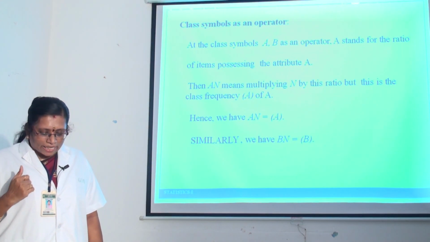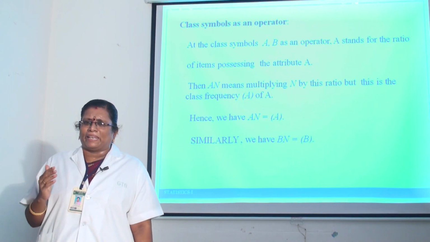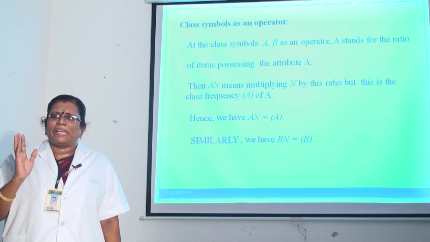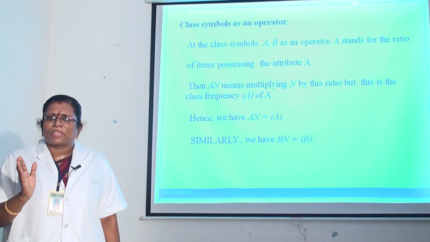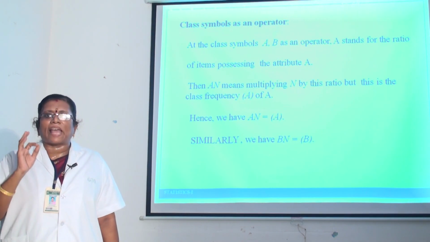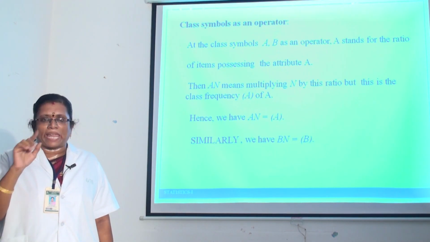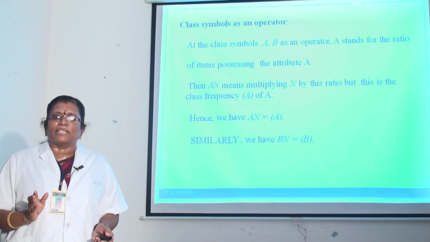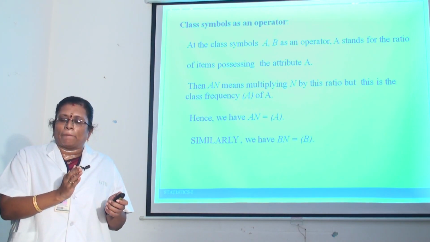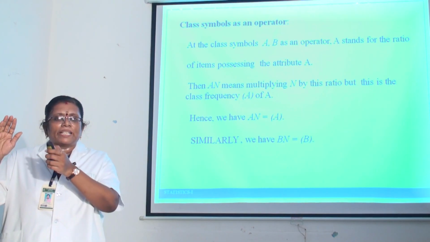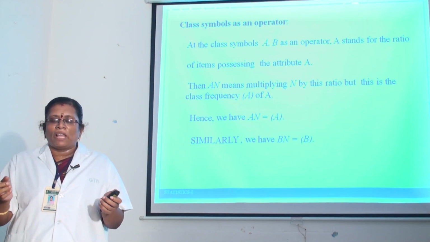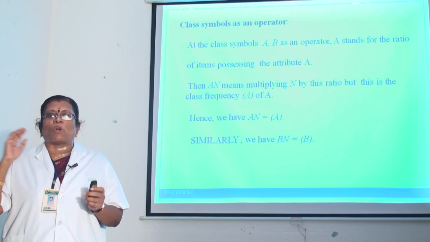The next question arises: what is this capital N? It is nothing but adding the class frequencies of the positive class and negative class. For example, I am taking one attribute A. What is the class frequency? The positive class frequency is the class frequency (A). What is the negative class frequency? It is the negative class frequency (α), because the negative of A means alpha. If I add both the things, I will be getting N.